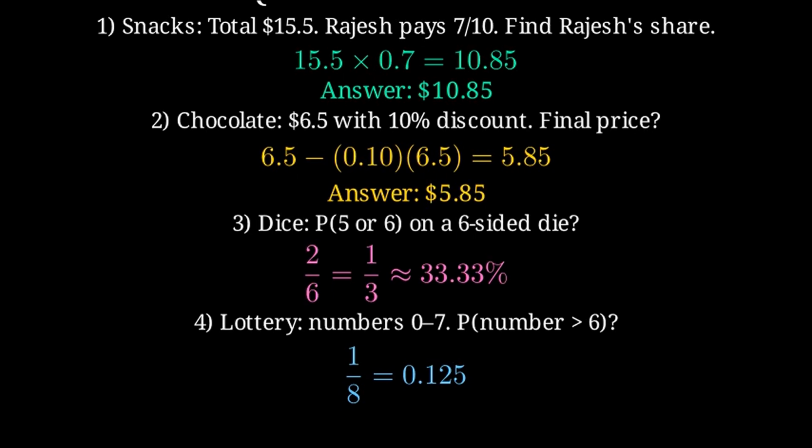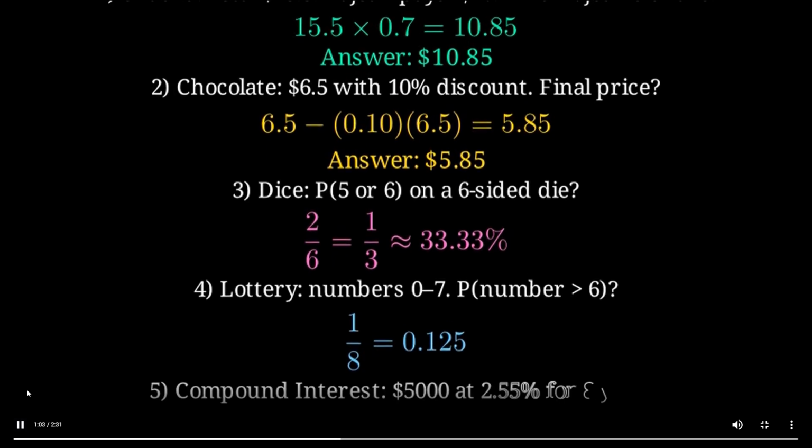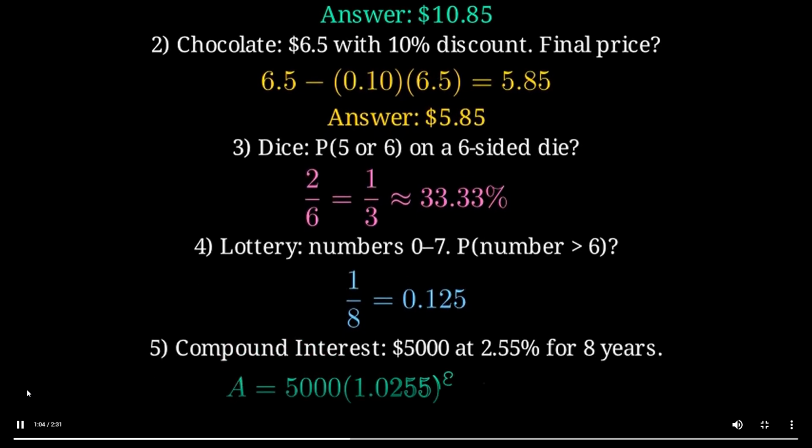Problem 4. Lottery, circle numbers 0 to 7. You win with more than 6. Only the number 7 works. So 1 outcome out of 8. Probability is 1/8 or 0.125.